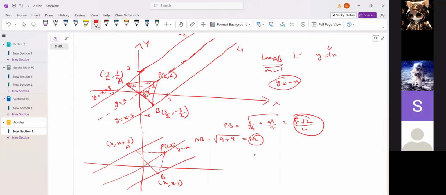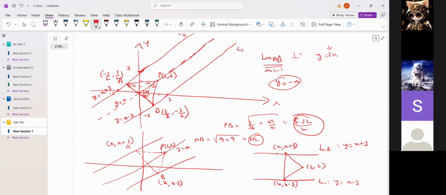See, for your convenience, you can try to place the lines like this, people. This be line 2, y equal to x plus 3. This be line 1, y equal to x minus 3. And this 2 comma 2 point, as you know, is in between them. And we are interested to create a triangle which is equilateral. So as I was saying, if you take this point, for example, as x equal to a, then y will be a plus 3. Take this point x equal to b, then y will be b minus 3. Correct?